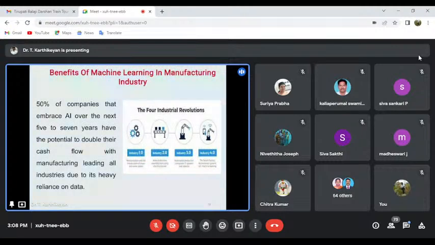So in this slide, we have seen the machine learning impact on the manufacturing industry. As I said before, the manufacturing industry can reduce manpower, reduce wastage, and also increase efficiency by applying artificial intelligence and machine learning.